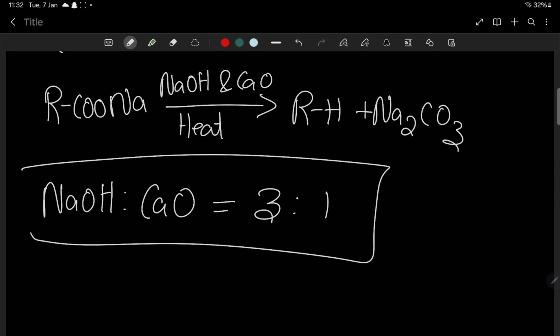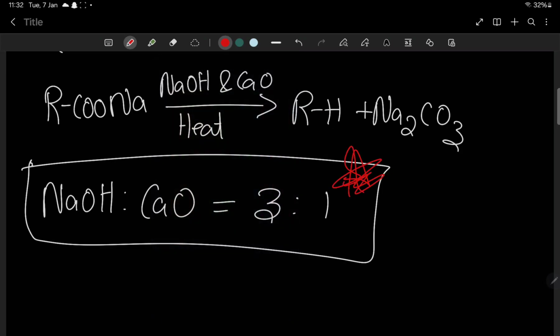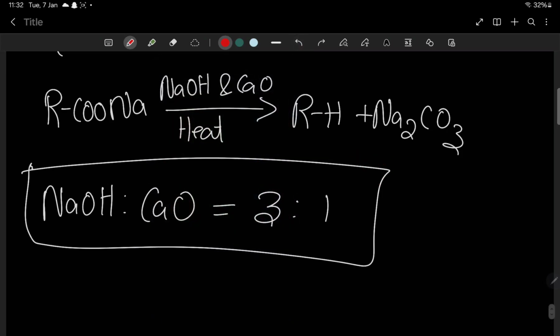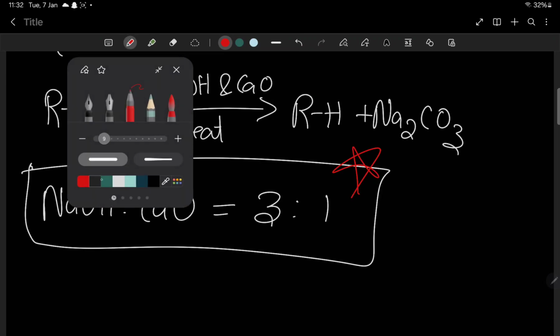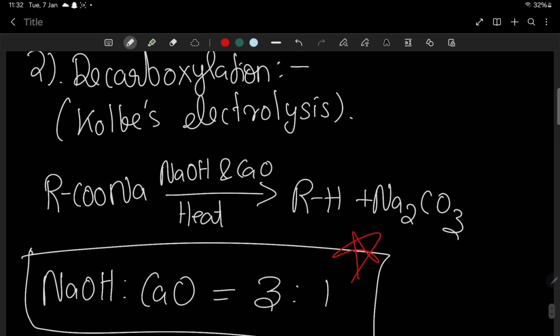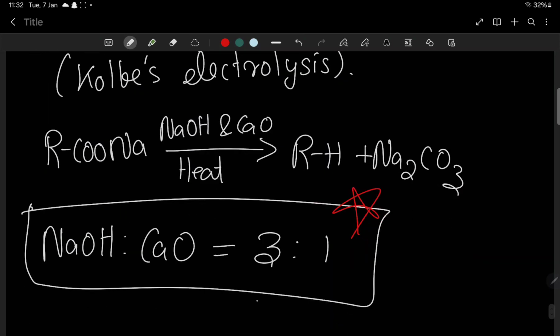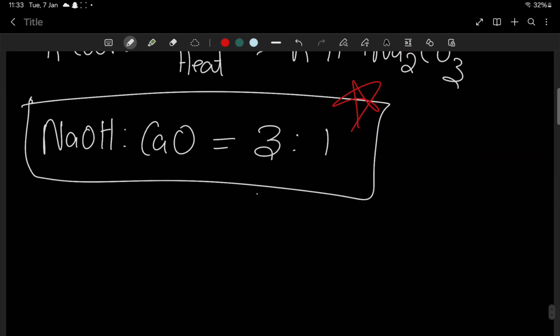What ratio are they taken in? They are taken in 3:1 ratio. This reaction is called what? Kolbe's electrolysis. We are getting directly the hydrocarbon, and NaOH and CaO are taken in 3:1 ratio, and this is about Kolbe's electrolysis.